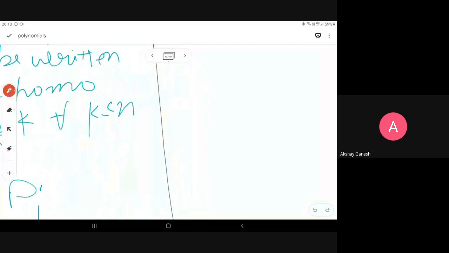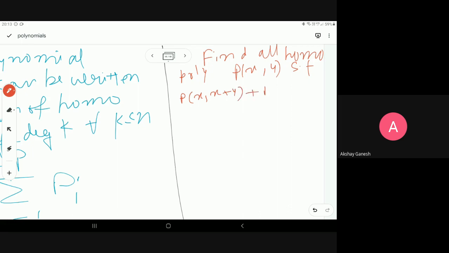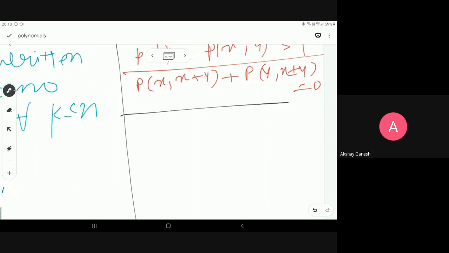Okay, let's move to a problem. The problem is to find all homogeneous polynomials p of x, y such that p of x comma x plus y plus p of y comma x plus y equals 0. So this is the question.